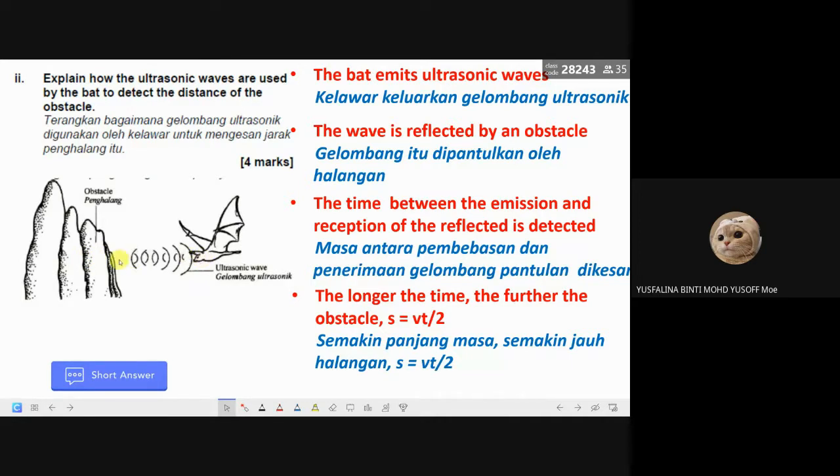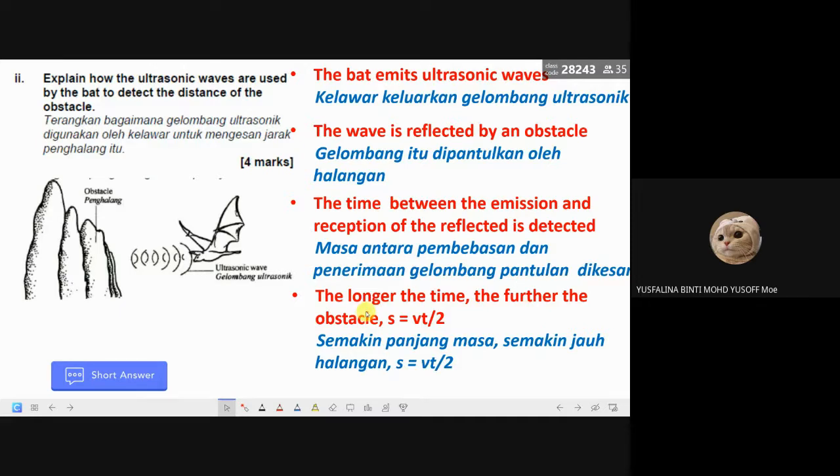The time between the emission and the reception of the reflection is detected. Then it can use this formula. The longer the time, the further the obstacle. So this is the formula. Of course, the bat will not use this formula, but it can sense it. So the longer the time, the further the obstacle.